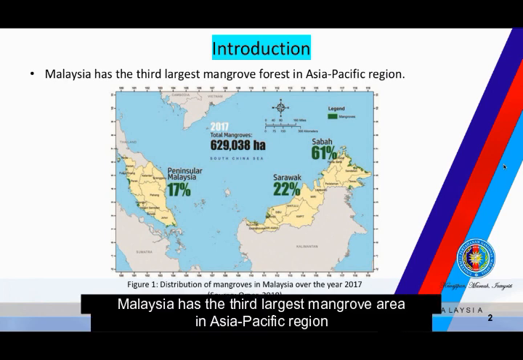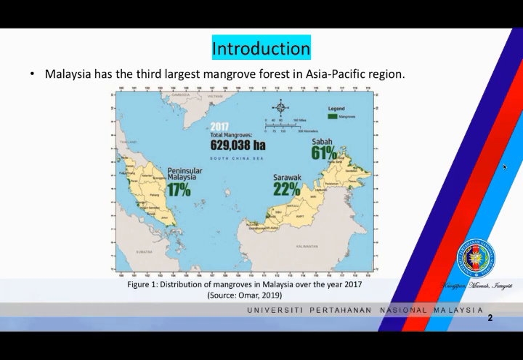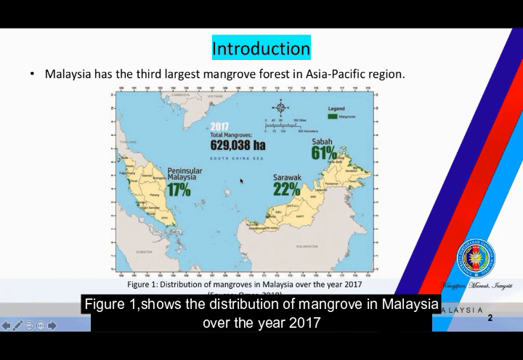Malaysia has the third largest mangrove area in the Asia-Pacific region. First is Indonesia, second is Australia, and the third one is Malaysia. Figure 1 shows the distribution of mangrove in Malaysia over the year 2017.